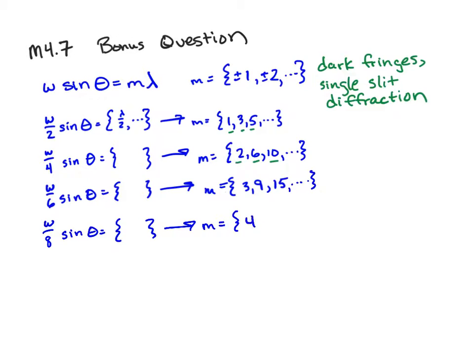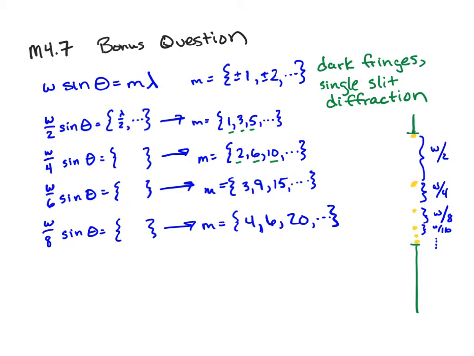So you can see that as we redo this equation by breaking that slit into more and more and more chunks, we do end up covering all of the even multiples of lambda as well. So the correct equation for the dark fringes in a single slit diffraction pattern is, in fact, W sine theta equals M lambda, where M is any integer other than 0. And now you know why.